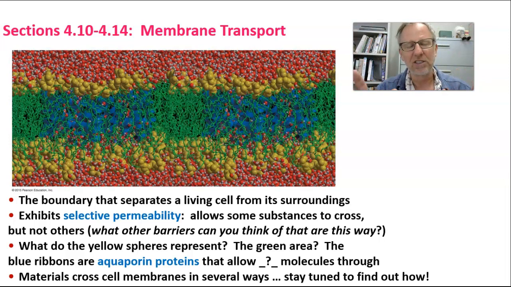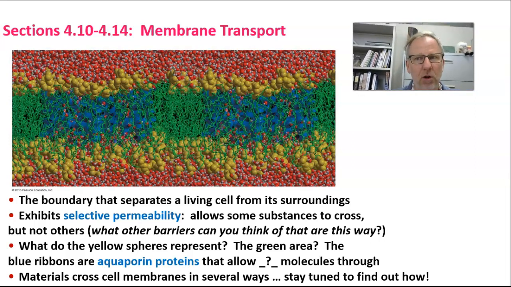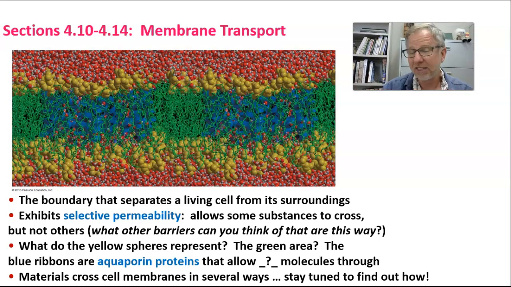And plasma membranes, any cell membrane for that matter, exhibit selective permeability. So you need to know what that term means and be able to use it. If a membrane is selectively permeable, it means that some substances can cross the membrane, can go back and forth across it, but others can't. So there has to be some property or characteristic causing this, and we'll go over that. But what other barriers can you think of that allow some things to cross but not others?